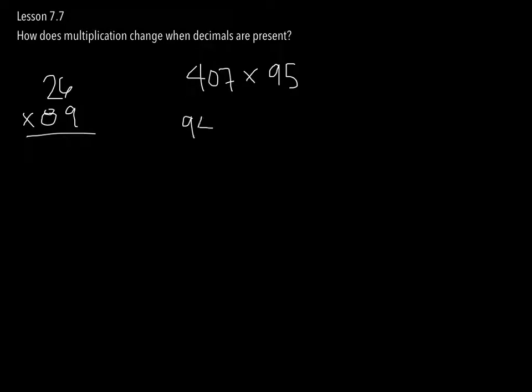The first one is 26 times 89. Problem number 2 is 407 times 95, and then problem 3 is 948 times 75. And you can write these in any, oops, that's 72. I was supposed to write 75. You can write them in any way you want.